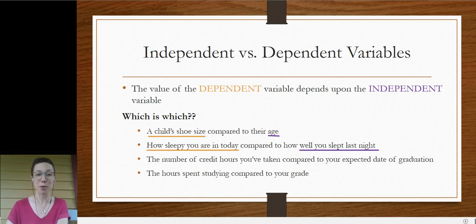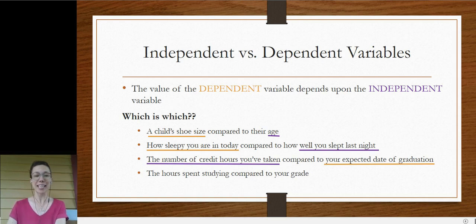Next one, number of credit hours you've taken compared to your expected date of graduation. Which is the independent, which is the dependent? Your graduation date is the dependent variable, right? So your graduation date depends on the number of credit hours you've taken.